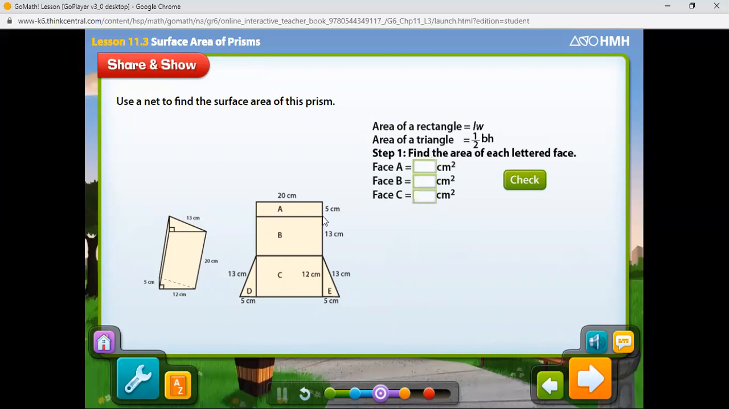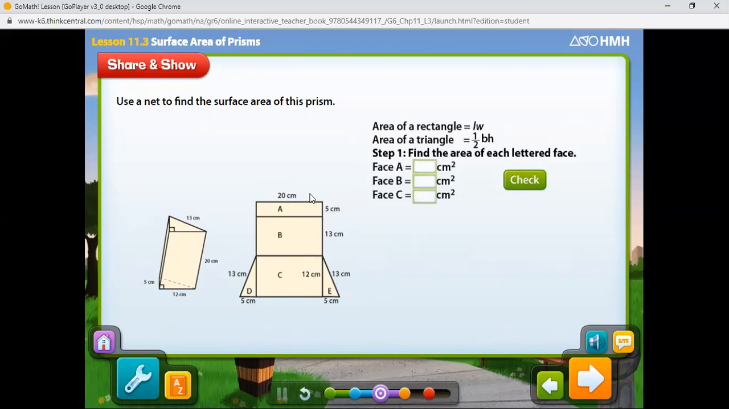Okay, so we have to do this. So let's do it together. These are the two formulas. As you know, this is a triangular prism, so the bases would be two triangles. So a little bit different. Other than that, the others are rectangles. So here we have A.